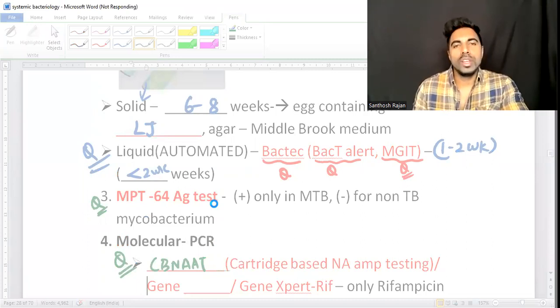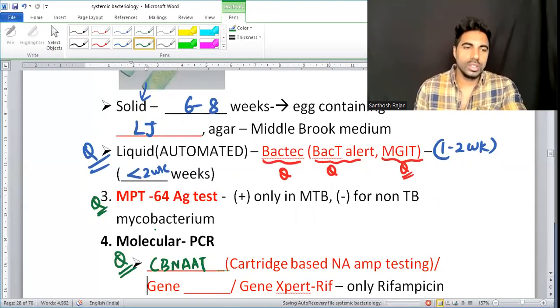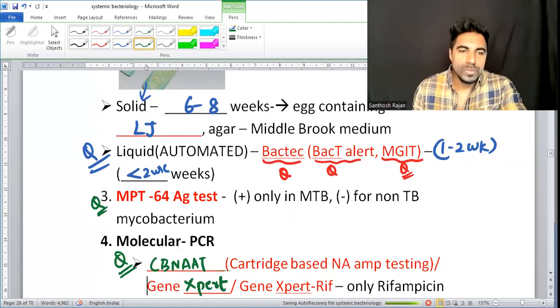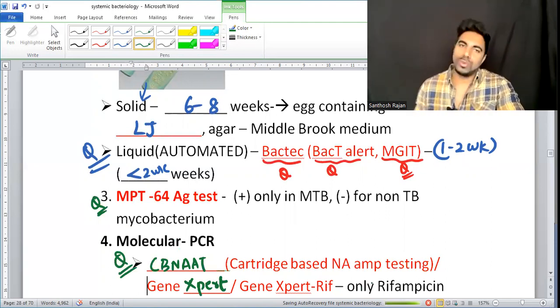And apart from that, we can talk about GeneXpert. When you talk about this, I'm going to write it here. GeneXpert, or GeneXpert RIF, that means we are using rifampicin also in GeneXpert. That's it. So these are the important things about your tuberculosis.